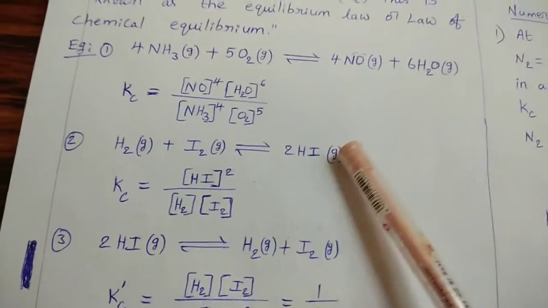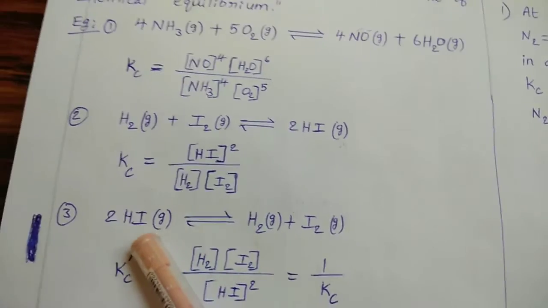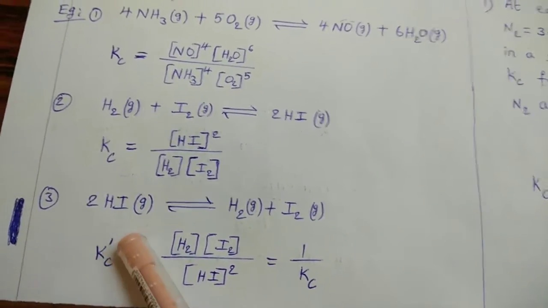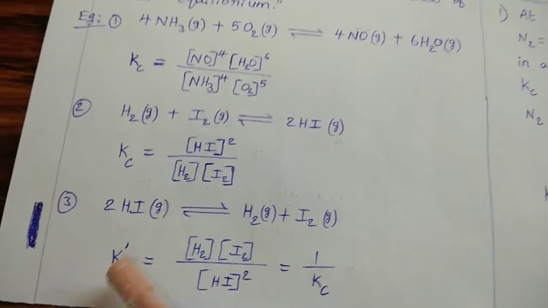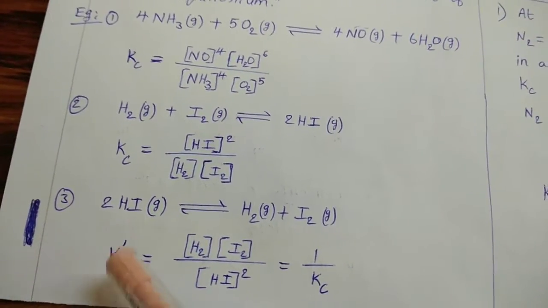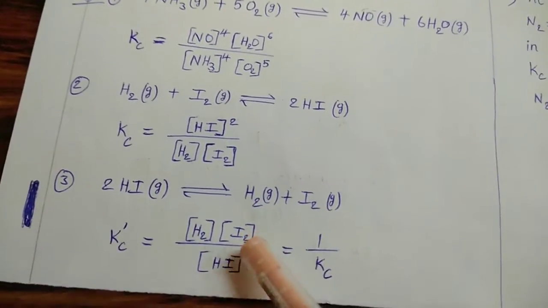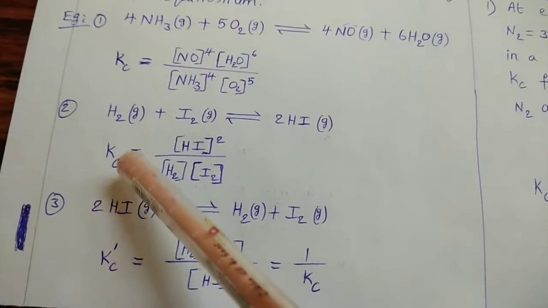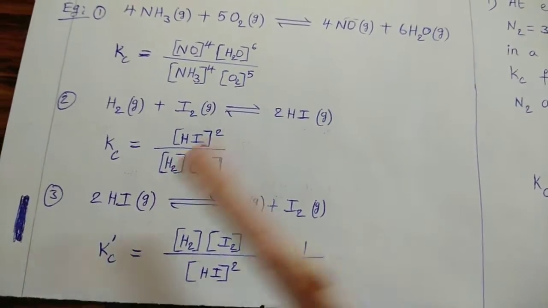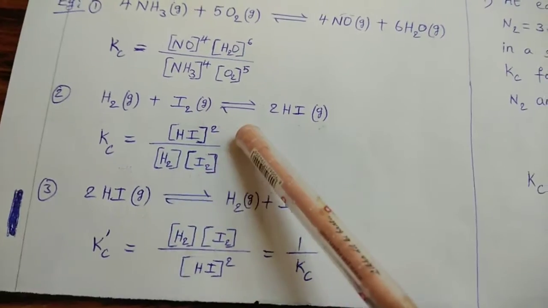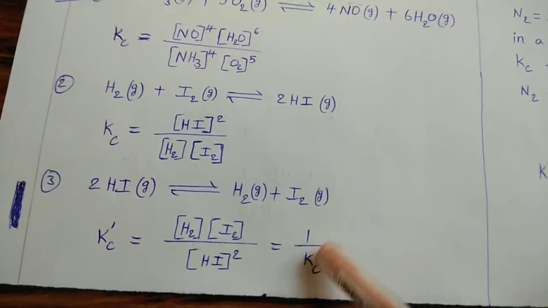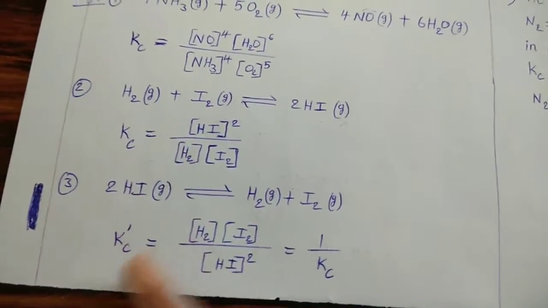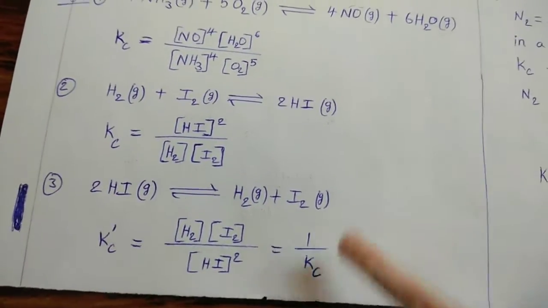Next, the same reaction in reverse manner: 2HI gives rise to H2 plus I2. Then we can say Kc prime equals product concentration divided by reactant concentration. Same thing we can get by 1 by Kc. That means if we reverse this expression, we get 1 by Kc. So between Kc prime and Kc, the relation is Kc prime equals 1 by Kc.